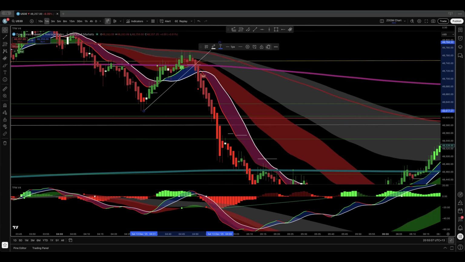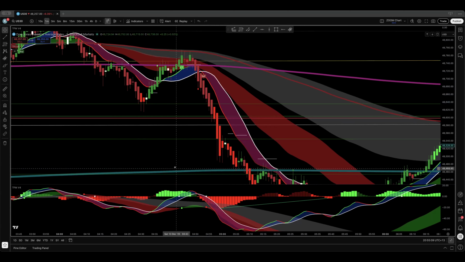Let's look, was there any divergence? There was a very, very small divergence only in the histogram, just like the previous trade. We can see we got a high there and a lower high, and here we got a lower high and a higher high. So there was a bit of divergence with our histogram, and potentially a break of a trend line.